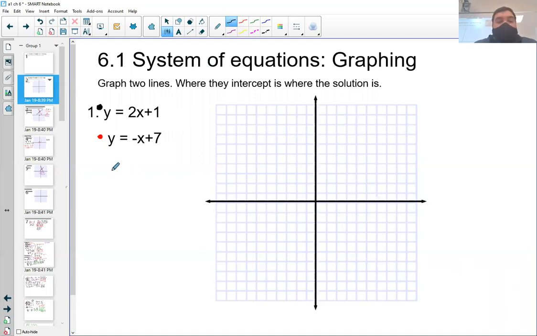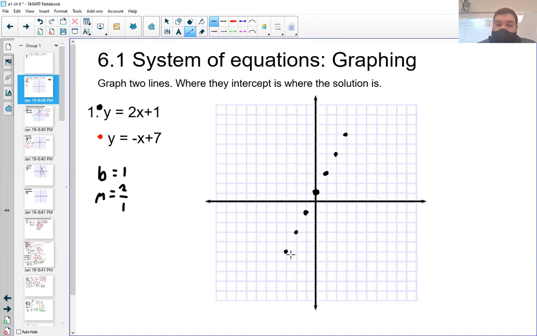The black one, my B value is 1 and my slope is 2/1. So I'm going to go up 1, put a dot there, up 2, right 1, up 2, right 1, up 2, right 1. And of course, I should usually go backwards, down 2, left 1, down 2, left 1, down 2, left 1. Yep, and make a nice line through it.